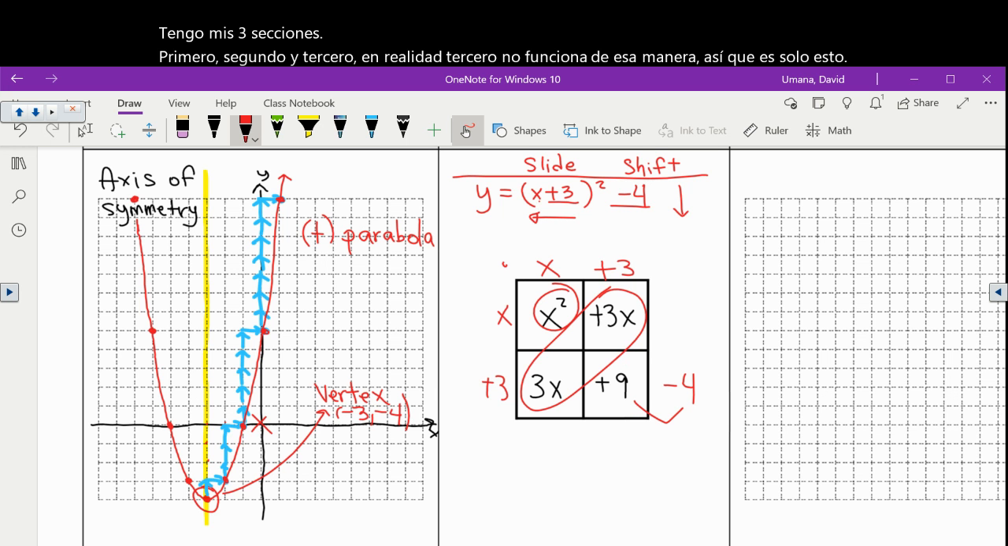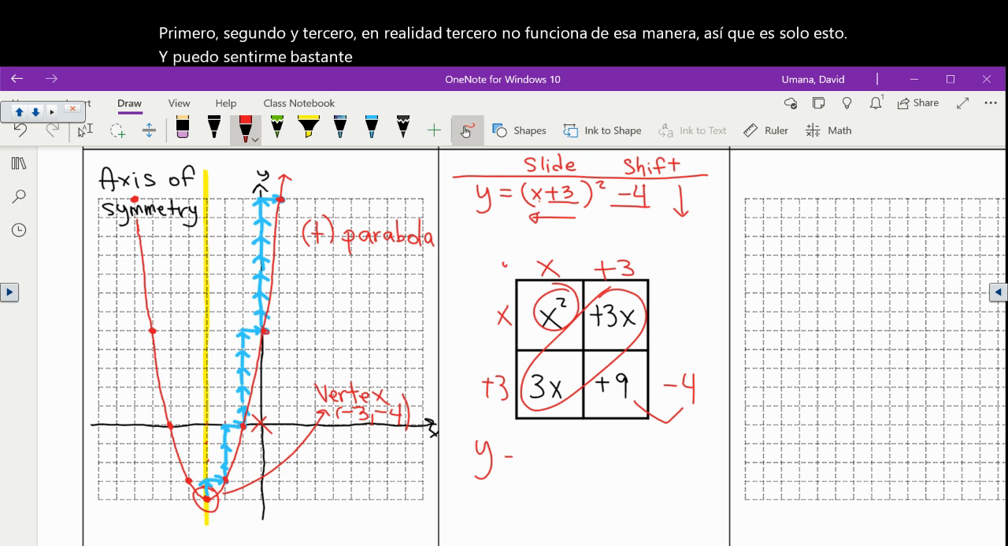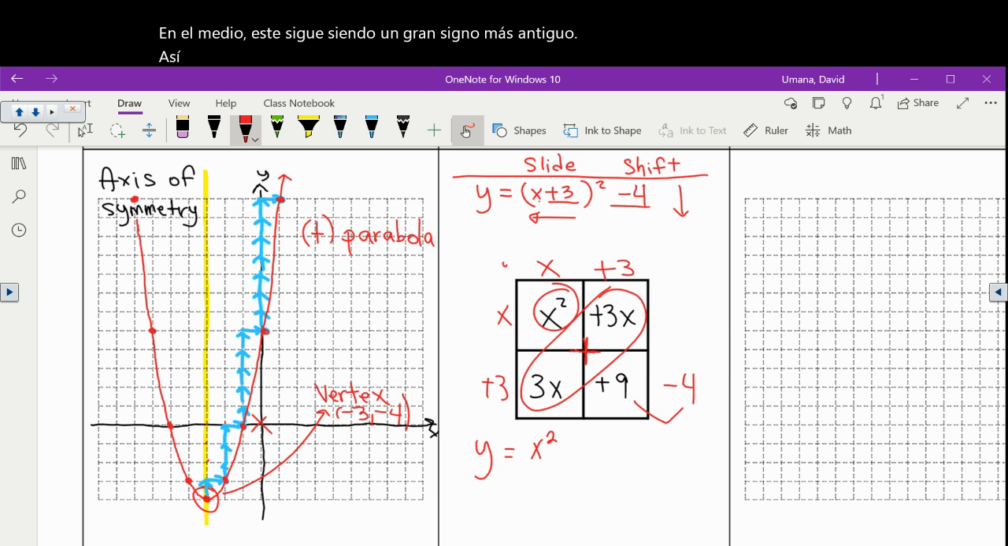And I can feel pretty confident saying that I have y equals x squared. In the middle, this is still the big old plus sign. So 3 plus 3 makes? 6. So a positive 6x. And 9 take away 4 is plus 5.